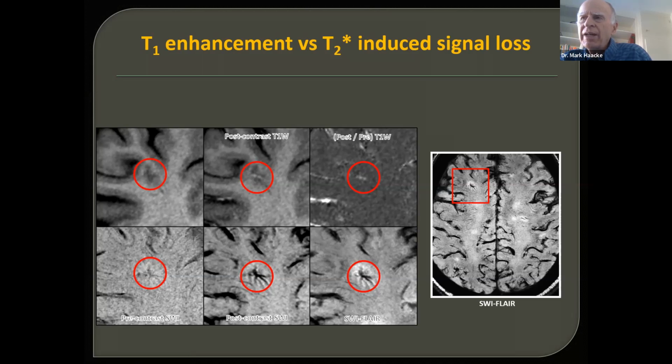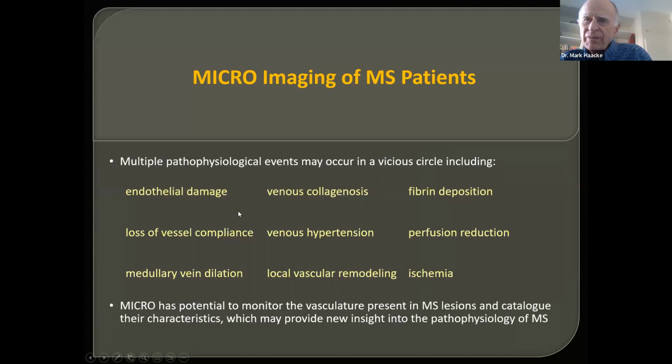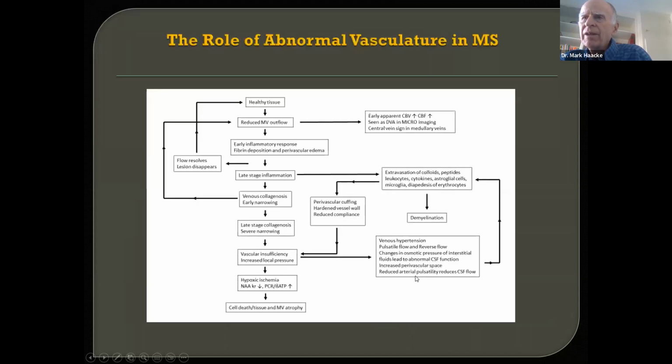So the question is, why is that happening? And I will try to reveal a little bit of why that might be happening. So basically associated with the pathology in MS is endothelial damage and venous collagenesis, fibrin deposition in the veins, loss of vessel compliance, venous hypertension, reduction of blood flow, medullary vein dilation, and then local vascular remodeling. And I believe that DVA is an example of local vascular remodeling because there has been a loss of blood flow in that area. And then all of those lead to hypoxic ischemia. And this is a graph demonstrating that whole process.